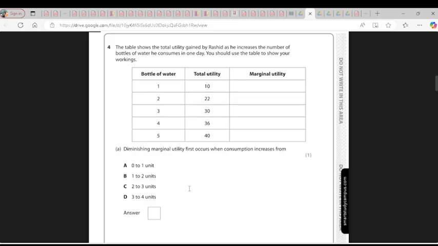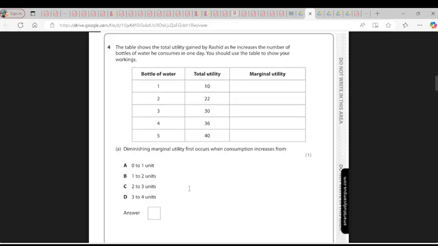Now they said diminishing marginal utility first occurs when consumption increases from... Diminishing marginal utility occurs when it starts falling, and that is from 2 to 3. Because from 2 bottles to 3 bottles gives us less. It was 12 initially, then it fell to 8. So that's where it started. So it's from 2 to 3.